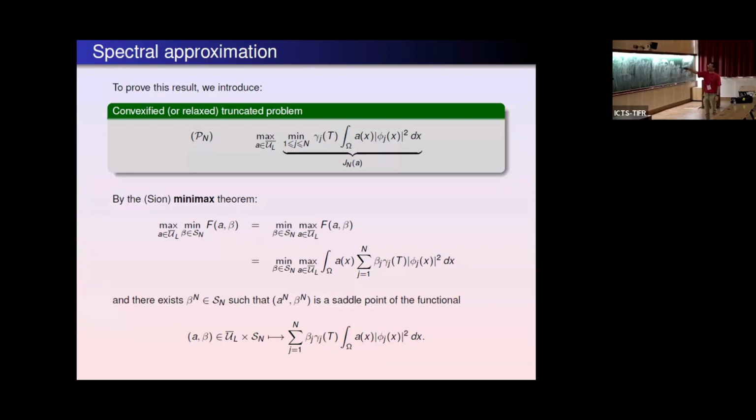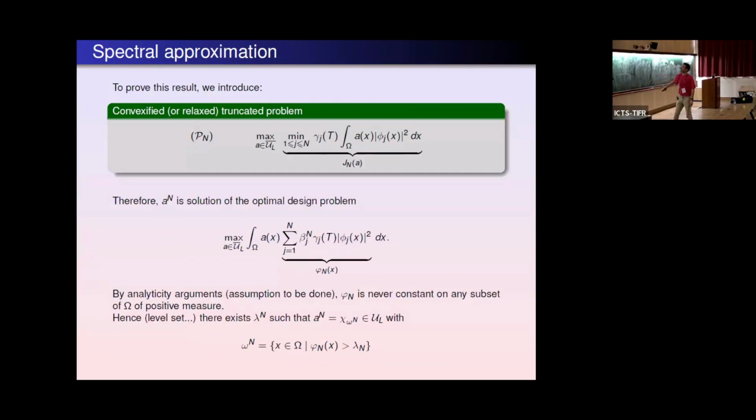So you just switch max and min. Now you've got the minimum over beta of the maximum over all functions A of this integral. And moreover, you have the saddle point property, which is the classical property of the minimax theorem. But now, what I say is that this maximization problem can be easily solved, right?